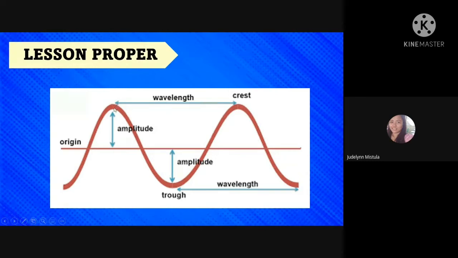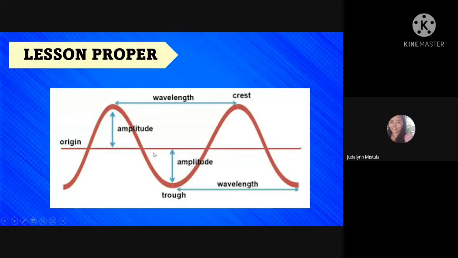A transverse wave has the following characteristics: wavelength, crest, amplitude, trough, and origin. The line drawn through the center of the diagram represents the origin, the equilibrium, or the rest position of the wave. The crest of a wave is the point on the medium that exhibits the maximum amount of positive or upward displacement from the rest position. The trough, on the other hand, exhibits the maximum amount of negative or downward displacement from the rest position.